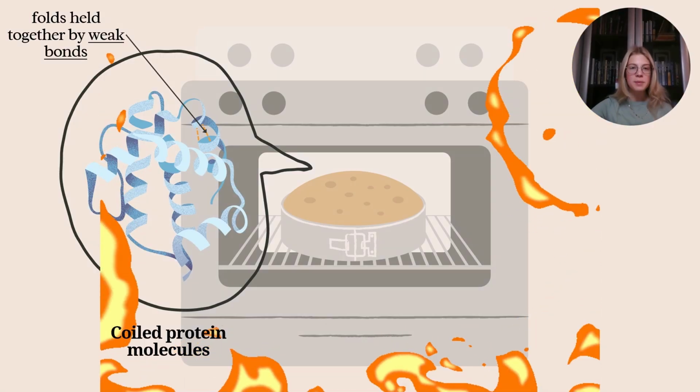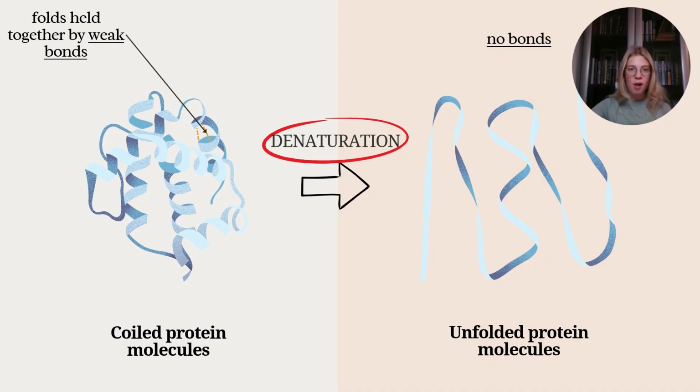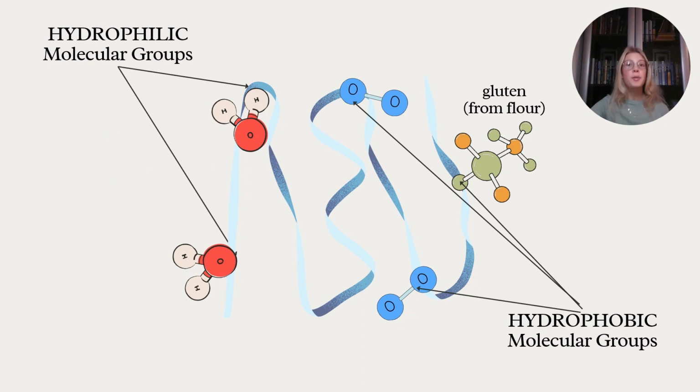The heat that the oven supplies reaches those protein chains, breaking the bonds between the folds apart. This causes the protein molecules to unfold, in the process known as denaturation. Upon unfolding, the groups of molecules that have previously been buried within the protein become exposed to their surroundings. And there are two types of these groups, hydrophilic and hydrophobic.